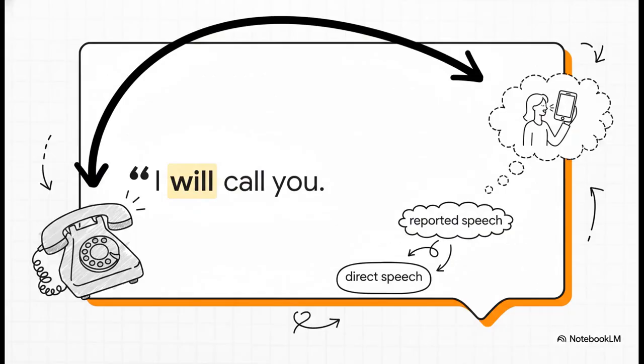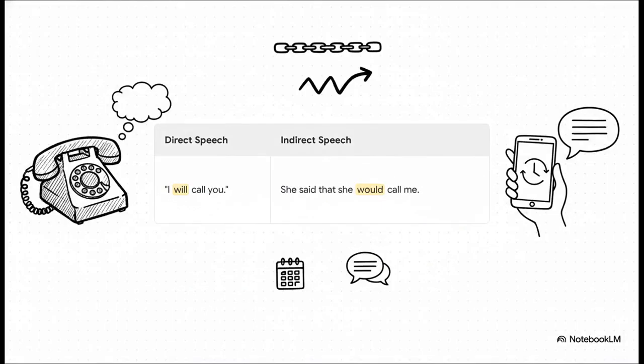Cool, right? And for our last transformation, let's look at a modal verb we use all the time. The direct speech is, I will call you. This one is a nice, clean shift. The future modal will just becomes its past version, would. Super easy to remember. She said that she would call me. You're going to use this one constantly.